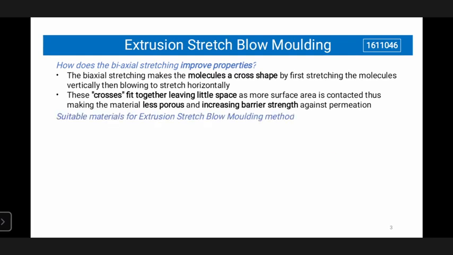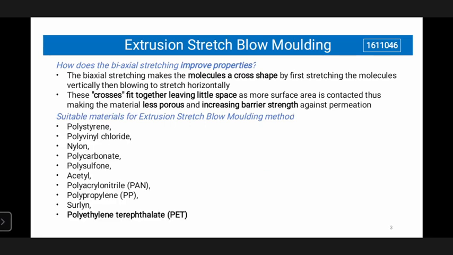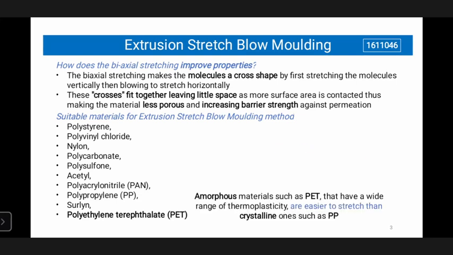Suitable materials for the extrusion stretch blow molding method: polystyrene, polyvinyl chloride, nylon, polycarbonate, polysulfone, acetal, PP, Surlyn, and PET. Amorphous materials such as PET that have a wide range of thermoplasticity are easier to stretch than crystalline ones such as PP. Sumaya Jannat will discuss the next slide.